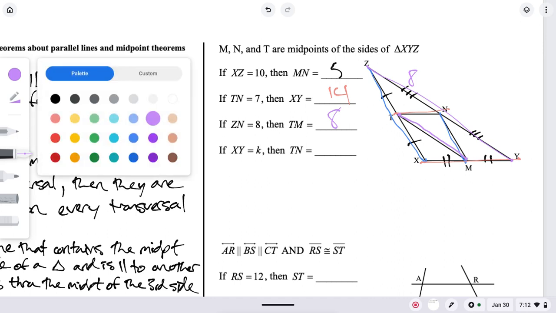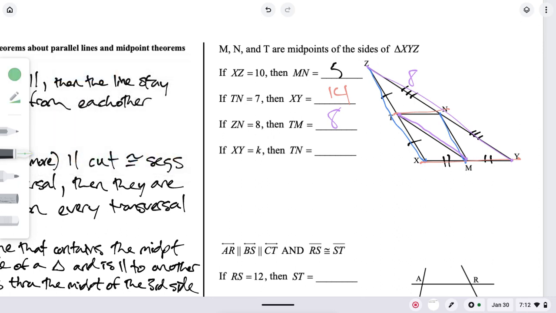But lastly, XY equals k. So let me mark that one. XY is down here. So if I'm talking about TN, remember TN would be half of XY. So you just say half of k.